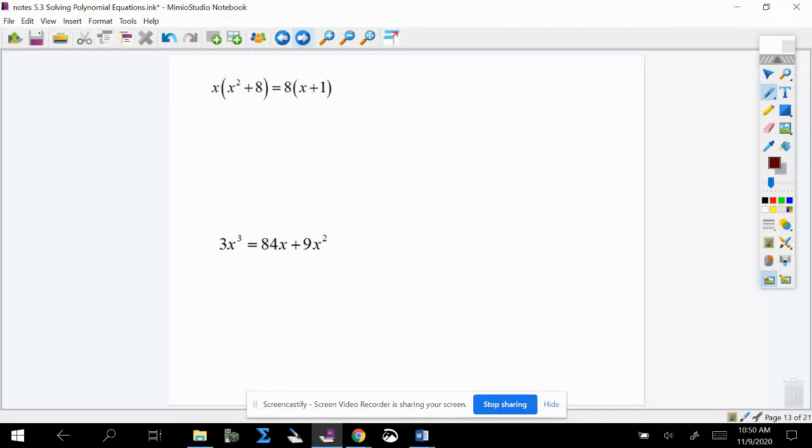This one, to get it started, I'm actually going to have to distribute first. So I'm going to distribute. I get x to the third plus 8x on the left side, and then I get 8x plus 8 on the right side. My 8x's will actually cancel. When I go to subtract, they'll be gone. This 8 needs to come to the other side, so I'm going to get x to the third minus 8 equals 0.